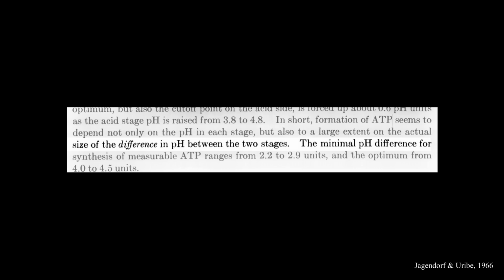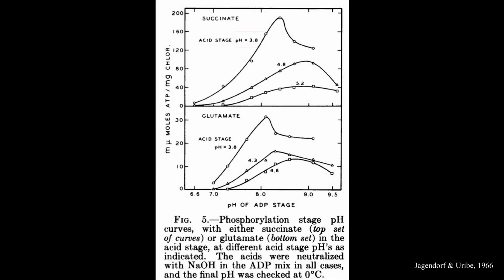The minimal pH difference for synthesis of measurable ATP ranges from 2.2 to 2.9 units, and the optimum from 4 to 4.5 units. And this is shown in this experiment, where an acid stage at a pH of 3.8 requires an ADP stage of about 8.3 for optimal ATP synthesis, whereas the basic stage needs to be above 9 for ATP production to be optimal when the acid stage is increased to 5.2.